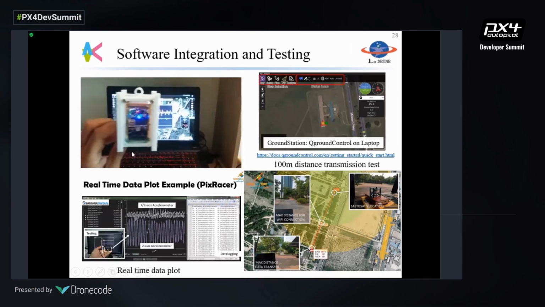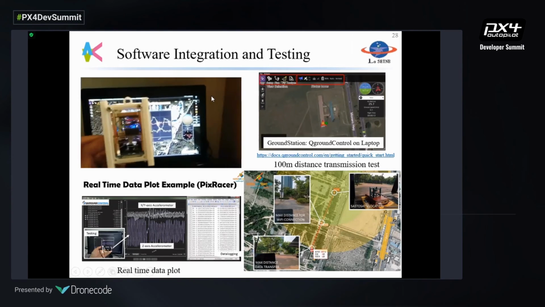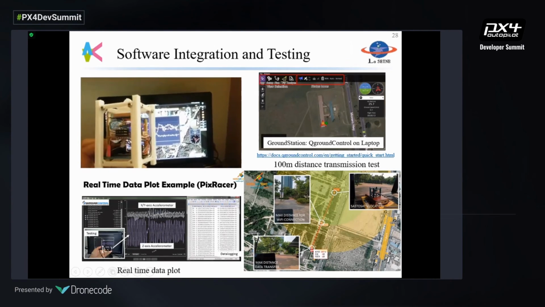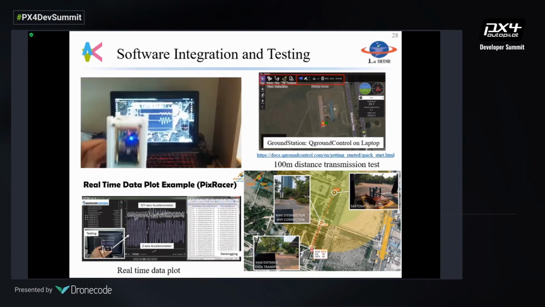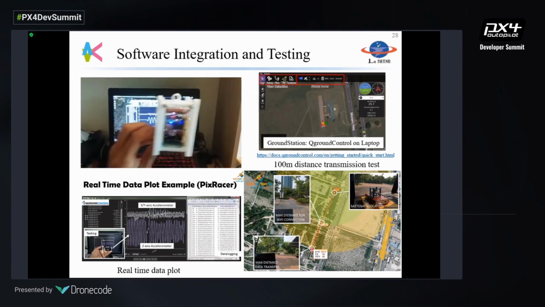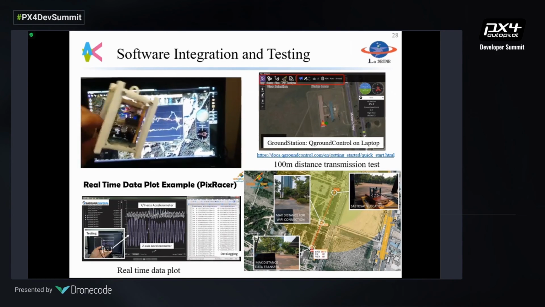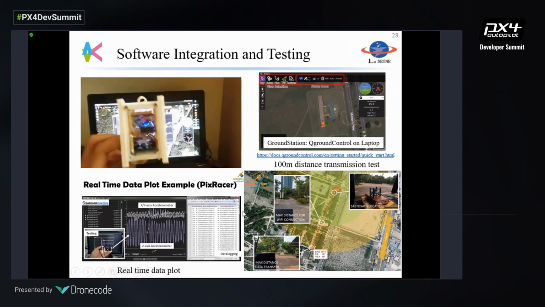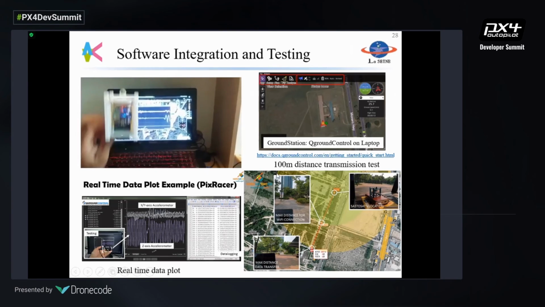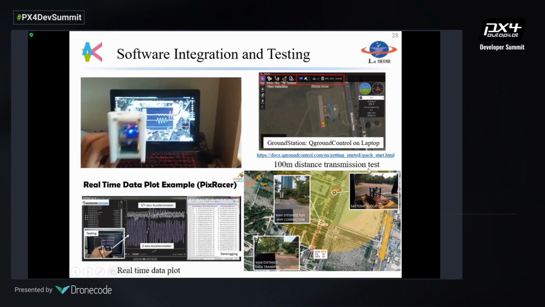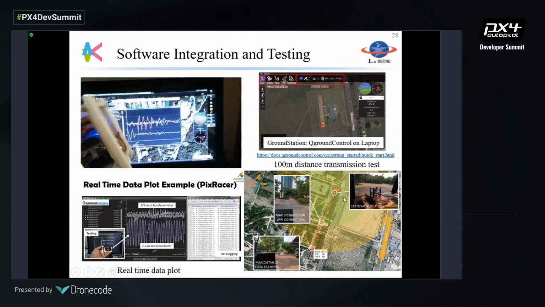Once the hardware is integrated, all I had to do was load the PX4 firmware and then link it up with Wi-Fi. And now I had a CanSat that was working. So I was using all the sensors, the GPS and everything from the drone, and utilizing them on a CanSat. And I tested the distance because distance does matter in our case. A 100-meter transmission test between the Wi-Fi of the laptop and the CanSat was possible.